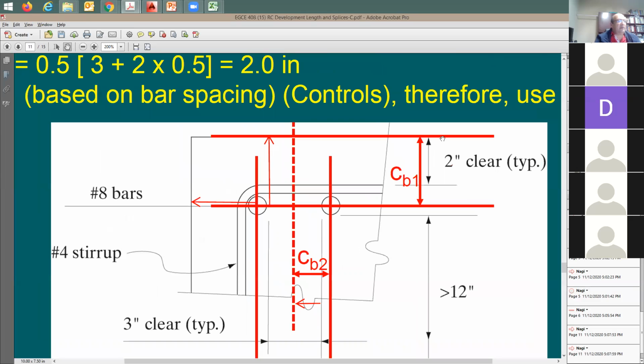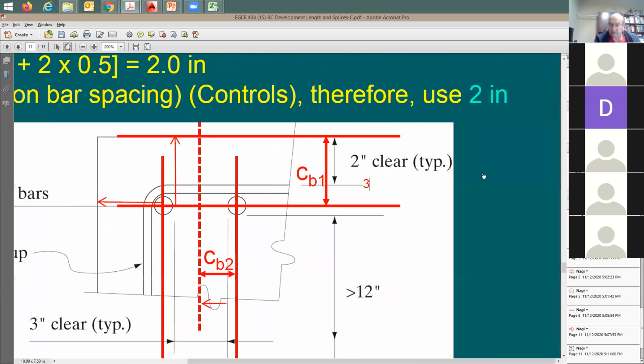CB1 is equal to the following. I'm going to say 2 inches plus 1/2 inch for the tie, because it says here number 4, right? So it's going to be 2.5. Another 1/2 inch for the radius of the rebar. It's going to be 3 inches. So based on this analysis, C sub B1 is going to be 3 inches, and here C sub B2 is going to be equal to 2 inches, right?